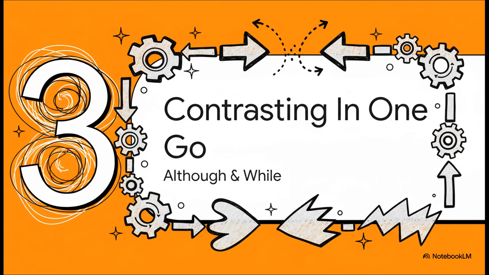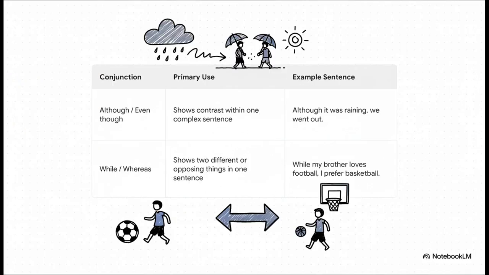They help us show contrast within a single sentence, but they do it with a little more flair, a bit more nuance. Okay, so although and even though are fantastic when you want to create a sense of surprise. Like, although it was raining, you expect the sentence to end with, we stayed home, but then you get the twist, we went out. It's great for that. And then you have while and whereas, which are perfect for doing a direct, side-by-side comparison between two different things.